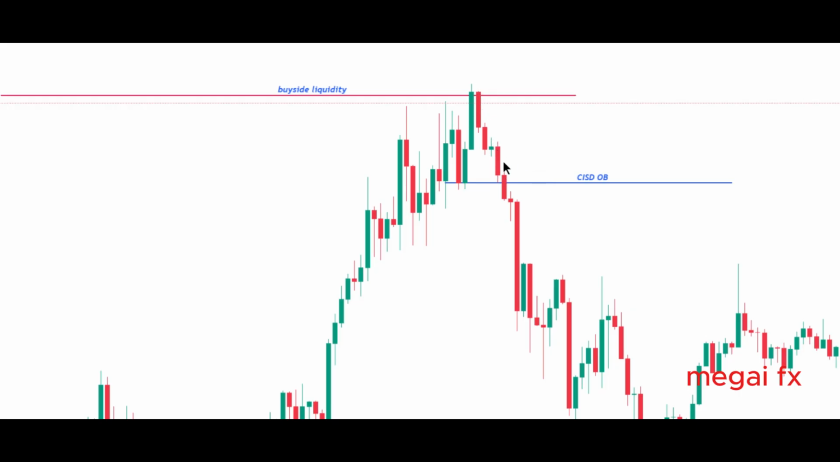We got change in state of delivery with this candle. For change in state of delivery to be valid, first of all, rule number one is that we have higher time frame engagement. That is, it can be old lows, old highs, order block, breaker block, fair value gap, but let it be a higher time frame point of interest.